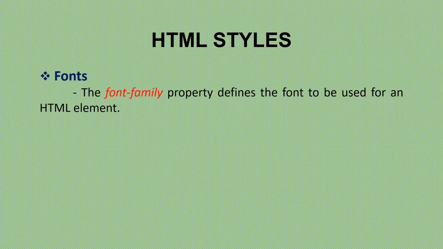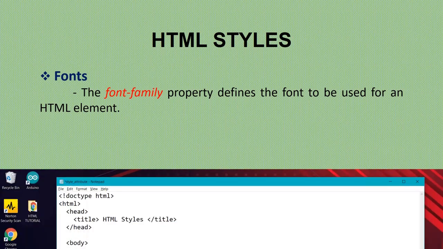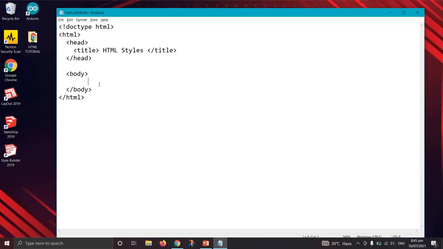Another commonly used HTML style property is the font family property. The font family property defines the font to be used for an HTML element's text. Here we are going to use the same document template that we used in our past examples. Inside the body tag, we're going to add a div element, opening and then closing div. Inside that, we are going to put some text: This is a serif font.